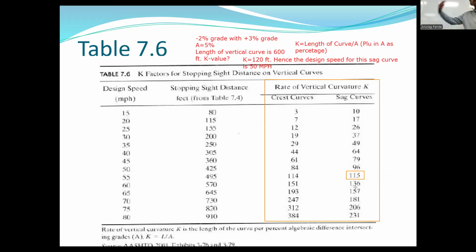Okay, so that's how you're going to solve all the sight distance vertical curve problems. You're going to look up the minimum K value from the table, and then you're going to find the appropriate design speed. I think that there is one problem there that you can solve in the homework with that.